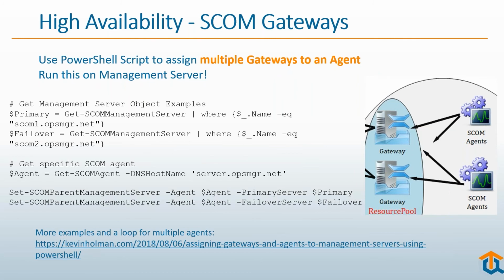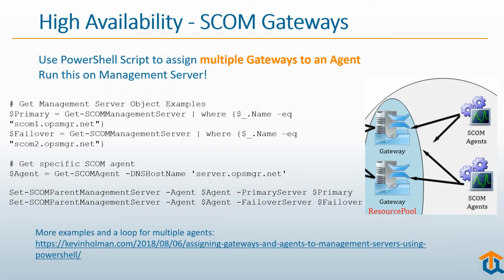The next point is having multiple gateways for one agent. What we do here is we get, well, this actually gets SCOM1 and SCOM2, but it doesn't matter. So you can point one agent towards multiple gateways or to multiple management servers, it's the same story. You get the name of both of the gateways, in this case, SCOM1 and SCOM2, and then you get your agent with some kind of a name, server.opsmanager.net, and you assign it the primary server and the failover server.